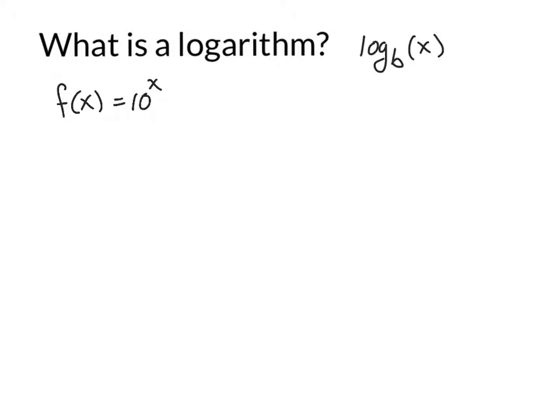So I want to point out two things before we get started. I know that 10 squared is equal to 100. So if I plug 2 into my function f, I'm going to get an output of 100. And I know that 10 cubed is 1,000. And so if I plug 3 into my exponential function, I'm going to get an output of 1,000. And so these are sort of benchmark numbers that we have. We're very familiar with 100 and 1,000 and how to get to them as powers of 10. But what if we have something in between?